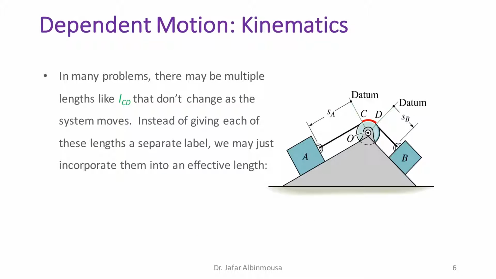In many problems, there are possibilities that you will get multiple lengths like CD, which is this one. So instead of calling them different names, you can just assume that they are added to the total length. If this is the same equation that we wrote previously, we can just write it like this: SA plus SB equals L, which is constant. There is no need to add LCD or any other constant length, because they are simply going to vanish when you differentiate with respect to time. That's it.